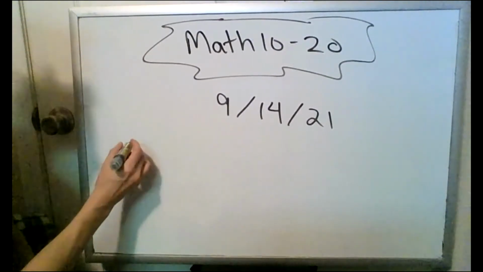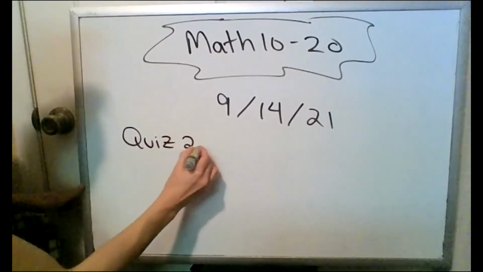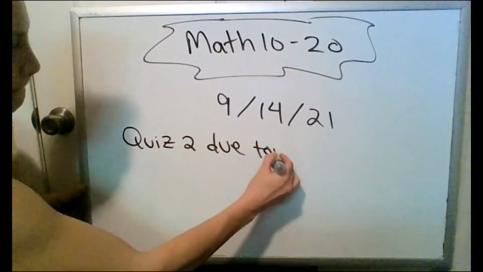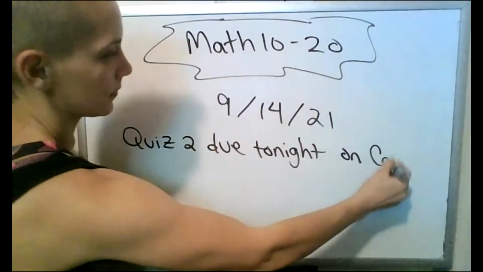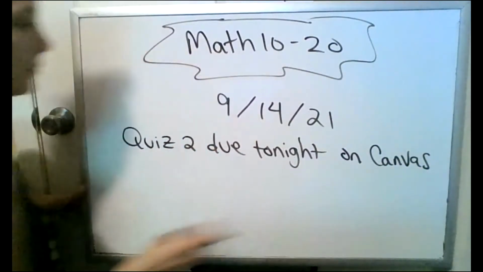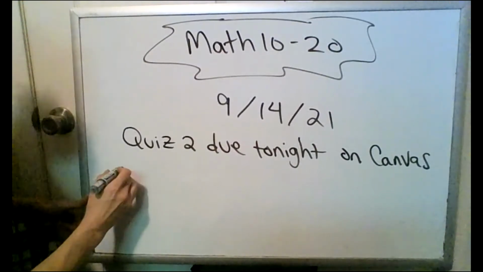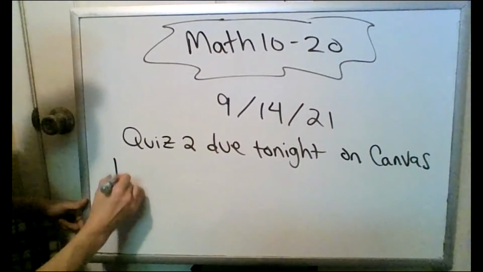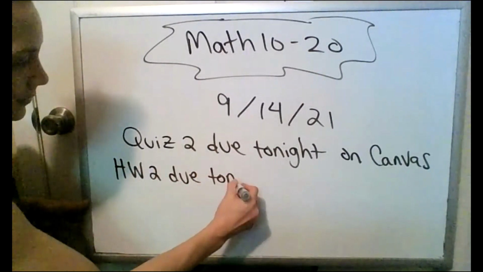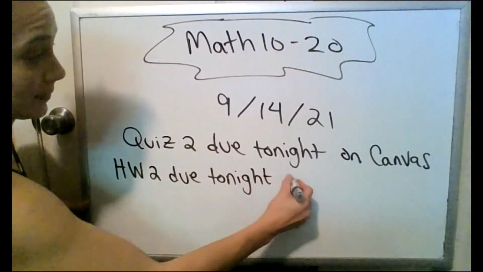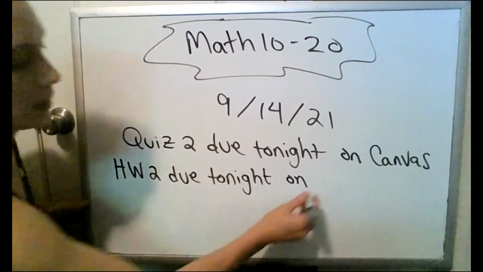You have a quiz due tonight. It's quiz number 2. Quiz number 1 was the assessment. Homework number 2 is due tonight, and it's on another website. It's xyzhomework.com.